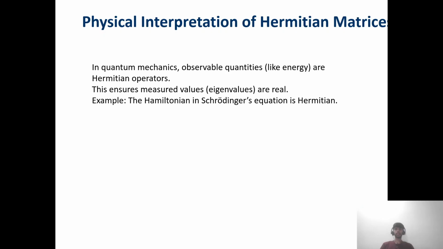For example, the Hamiltonian, which governs how a quantum system evolves over time, is a Hermitian matrix. Another important feature is that eigenvectors of Hermitian matrices are orthogonal, meaning they form a nice clean coordinate system.